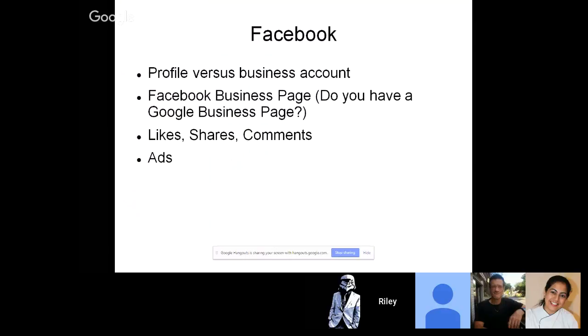Unfortunately, most of the viral successes we've heard about through social media, especially with Facebook sharing, come down to luck, which is not very reassuring. So in many cases, you may just want to have a Facebook business page and not think too much about spending a lot of time sharing content to Facebook.